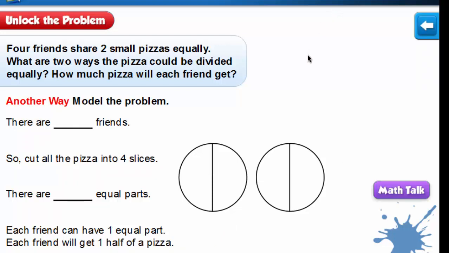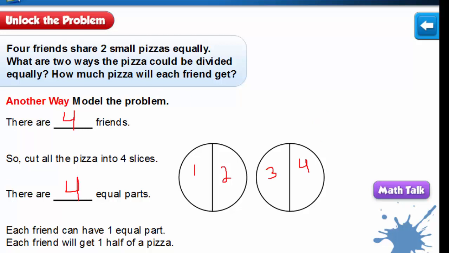Here we have it again, 4 friends sharing the same 2 small pizzas. What are the 2 ways that pizza can be divided equally, and how much pizza will each friend get? So we looked at the one way, we divide them all into fourths, and there are 8 equal pieces, so each person gets 2. Let's look at another way. How many friends are there again? Good, there's still 4, they haven't changed. So now we cut all the pizza into 4 slices. So we have 1, 2, 3, 4 equal pieces. There are 4 equal parts. Each friend can have 1 equal part. Each friend will get 1/2 of the pizza. Friend 1, friend 2, friend 3, friend 4. So there are 2 ways that we can divide these 2 pizzas equally among 4 friends.